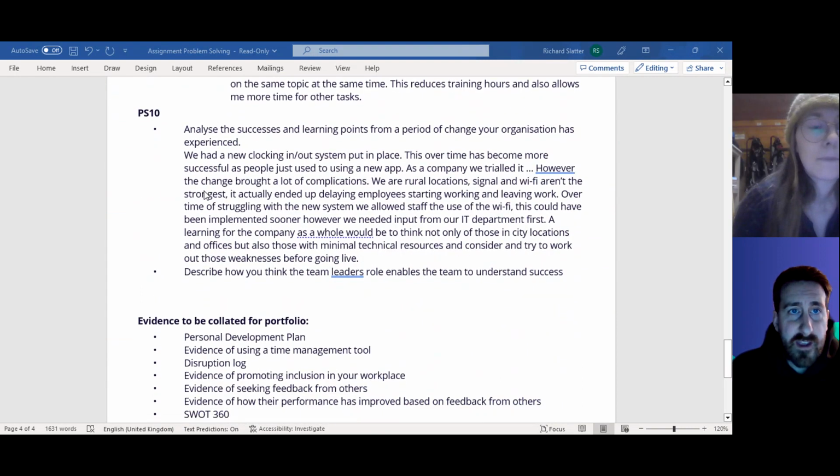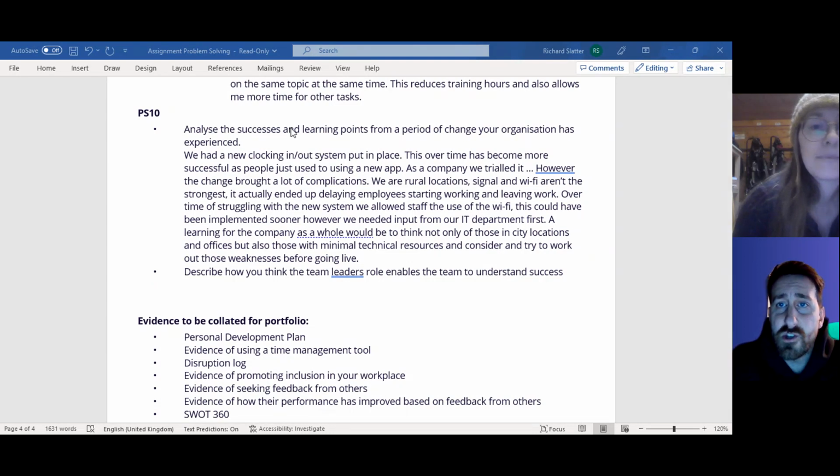Okay, and next one, Kerianne, is PS10. So analyse the successes and learning points from a period of change that your organisation has experienced.